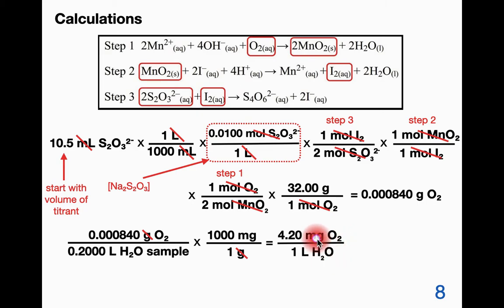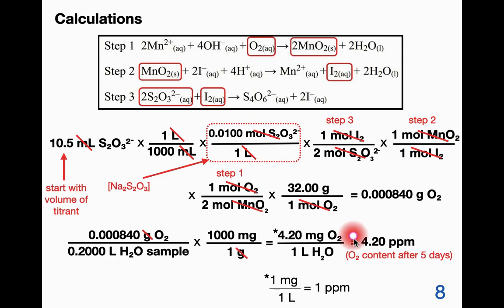The reason that we wanted milligrams is, as it turns out, 1 milligram per liter of water is 1 part per million. There are 1,000,000 milligrams of water in a liter. There's 1,000 grams in a liter, 1,000 milligrams in a gram, 1,000 times 1,000 is 1,000,000. So in a liter of water, there is 1,000,000 milligrams. Now you don't need to worry about that. Just remember that you're interested in calculating milligrams of oxygen and dividing it by the volume of your sample. And that will give you the same number as parts per million. So 4.20 parts per million.